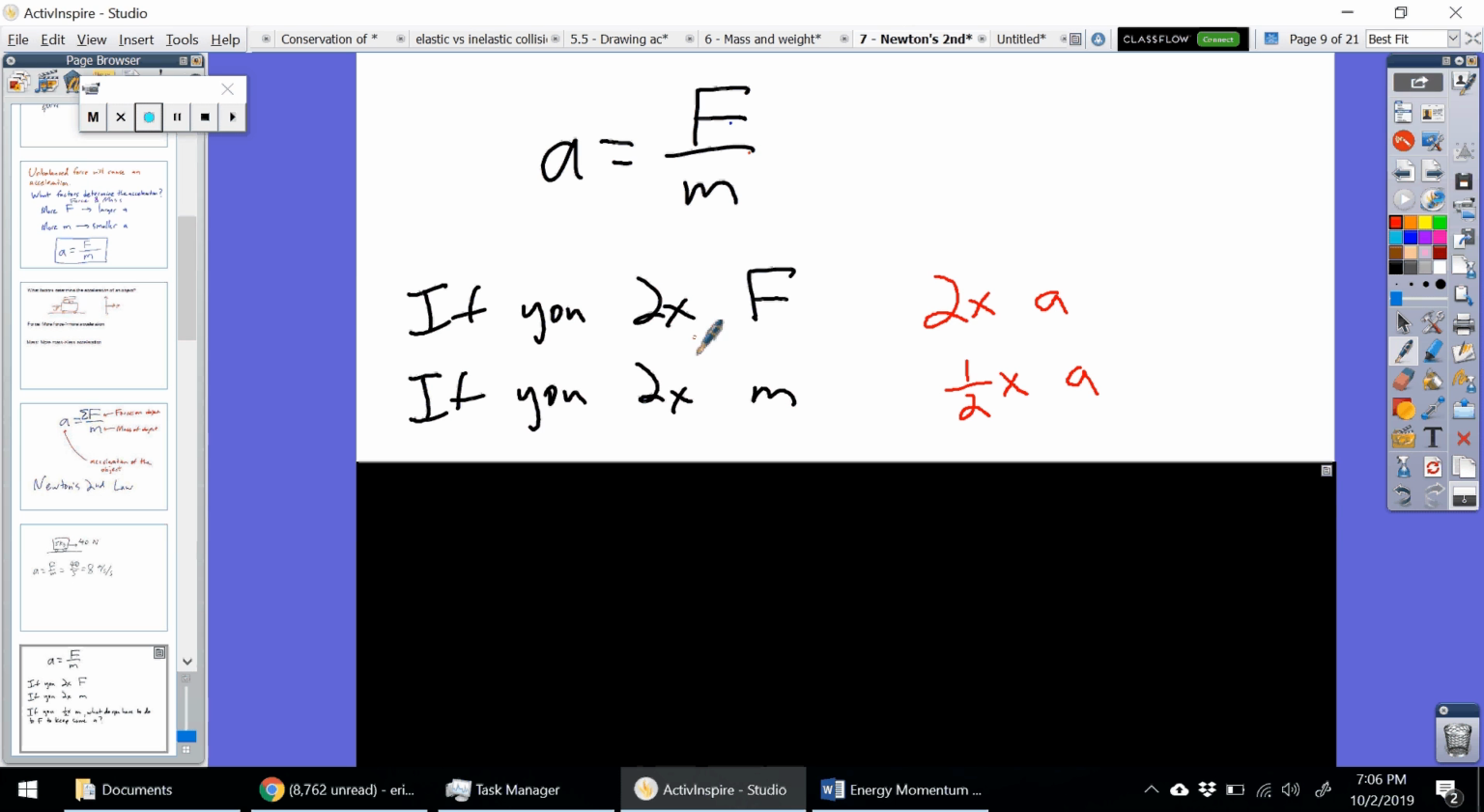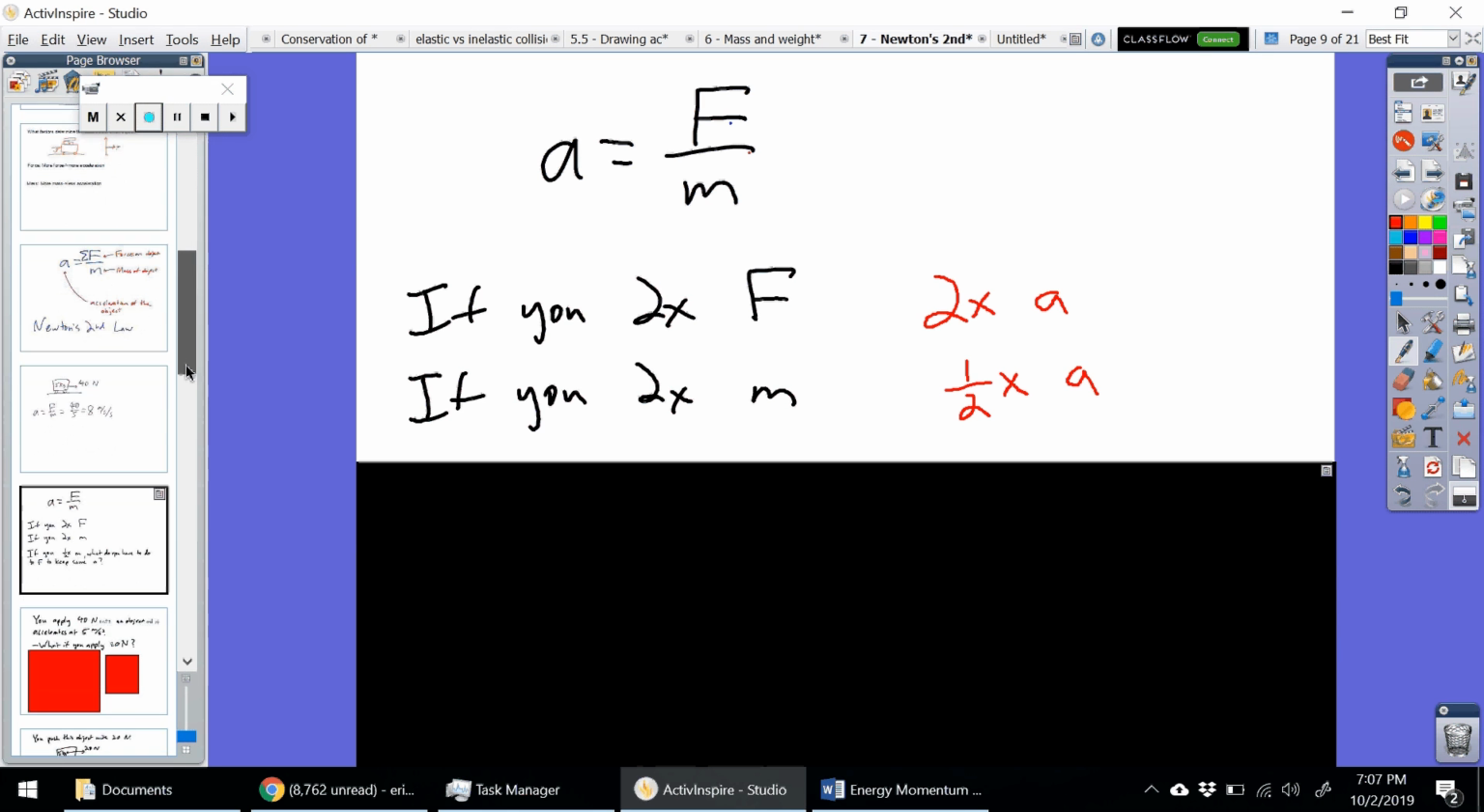So those are the kinds of things you can answer like this. What if you triple the force? It's straight up linear, so you triple the acceleration. If you triple the mass, you have to invert it, and you get 1/3 the acceleration. If you quadruple the force, you quadruple the acceleration. If you quadruple the mass, you get 1/4 the acceleration. There are questions like that that you need to be able to answer.